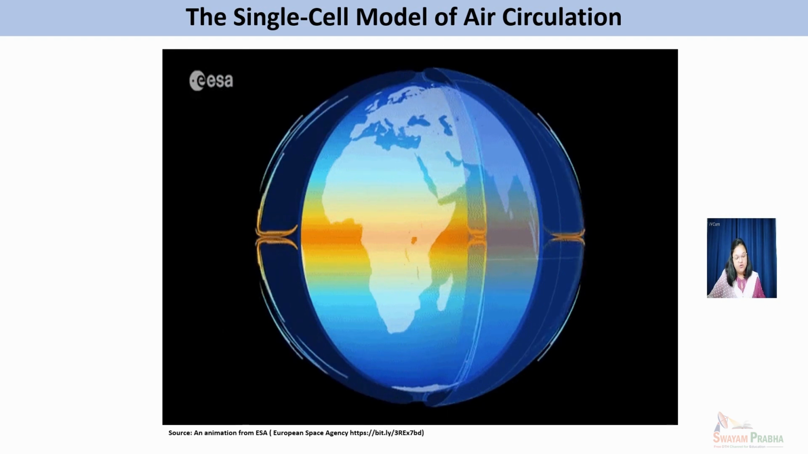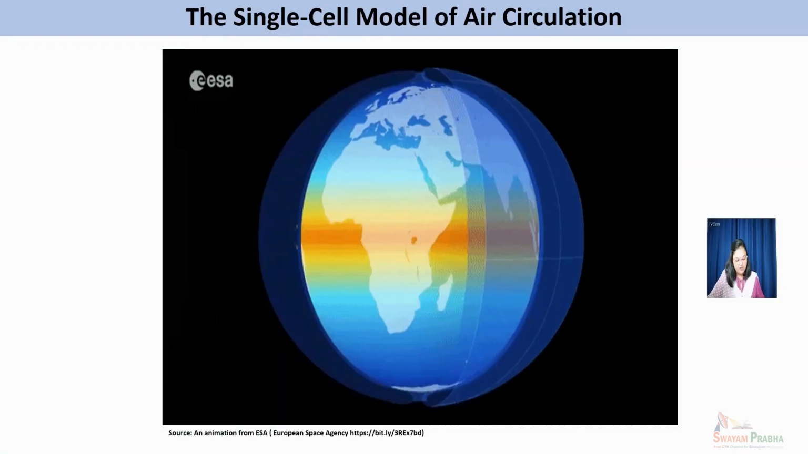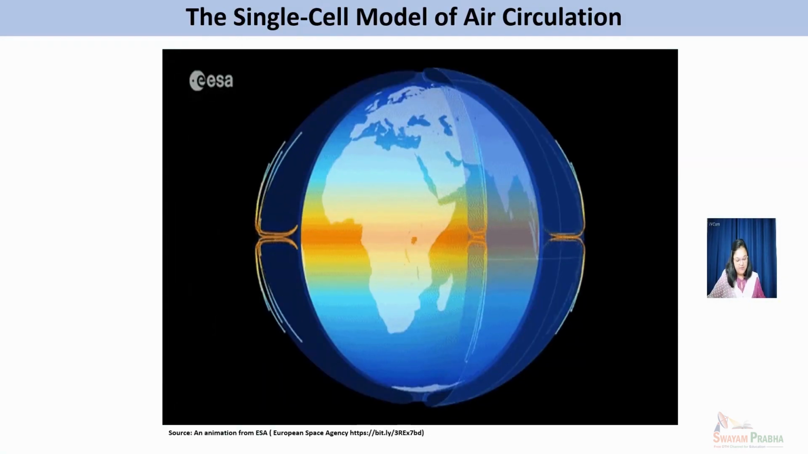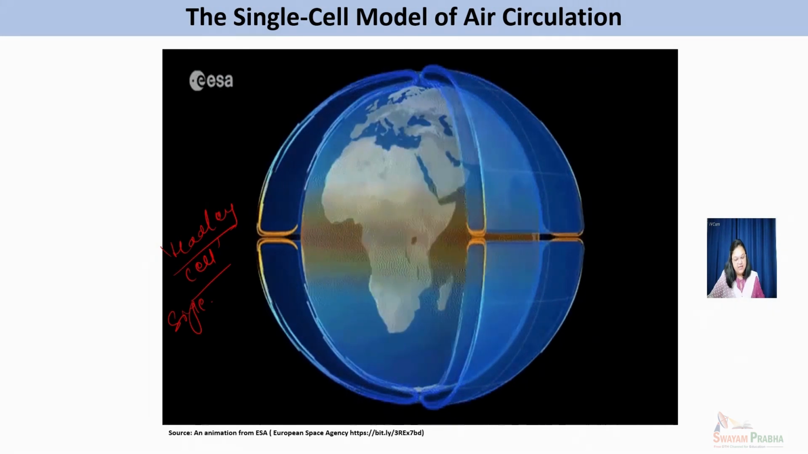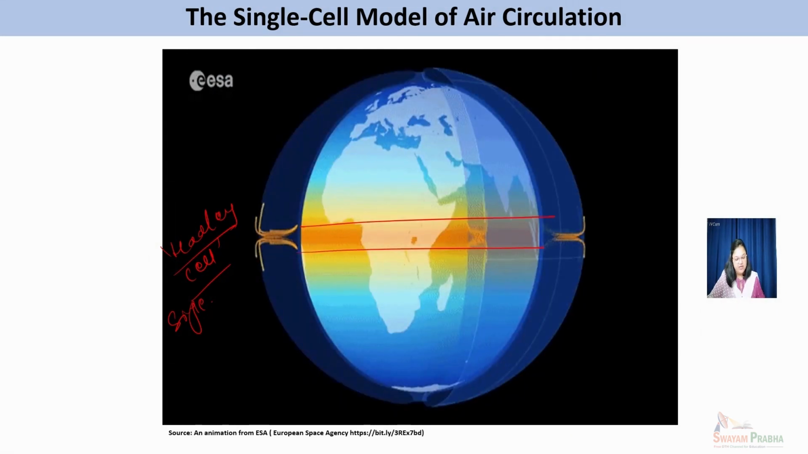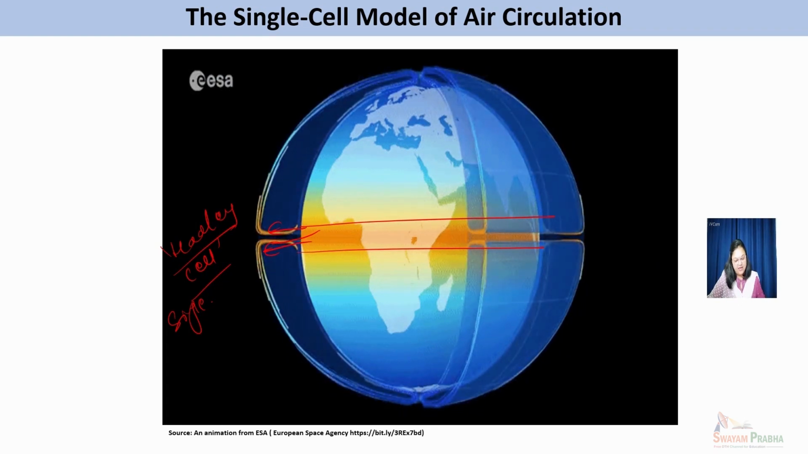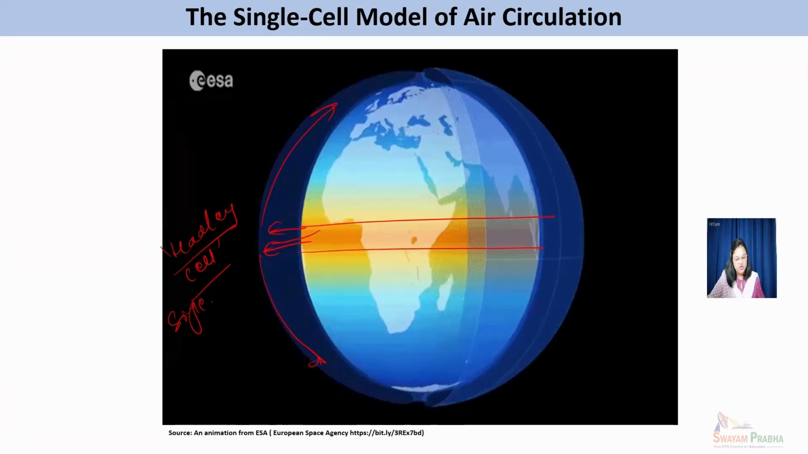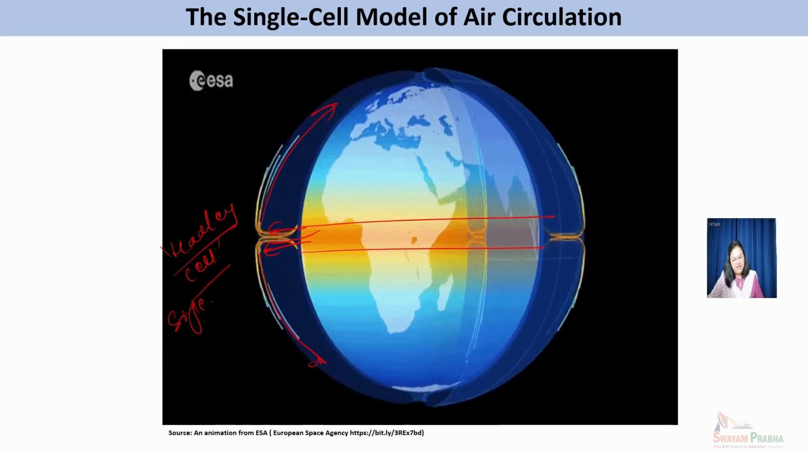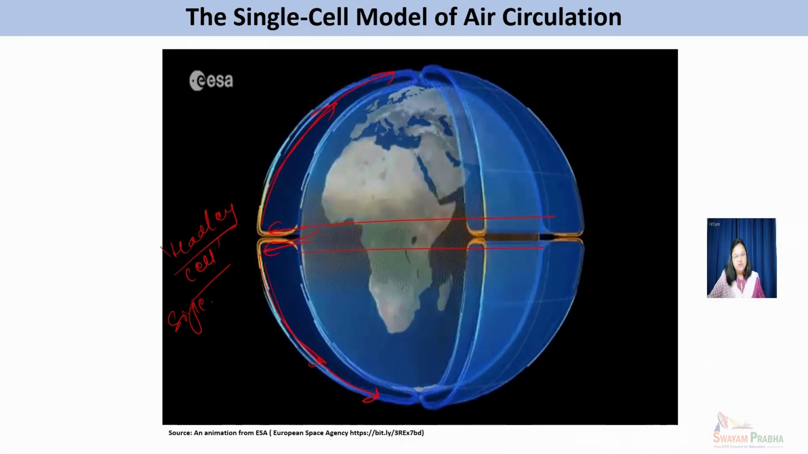The single-cell model of air circulation is clearly depicted by this short animation, which was developed by the European Space Agency to depict the Hadley cell or single cell model. So you can clearly see that because of high temperature in the lower latitudes, the warm air rises and diverges on hitting the upper tropospheric region or tropopause, and it diverges towards the polar areas in both the hemispheres.